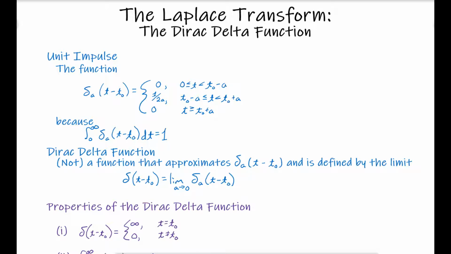So the function, or not a function, that approximates delta sub a of t minus t naught is defined by the limit as a approaches 0. So we're basically getting so close that it's a really instantaneous impact that we're looking at, and then nothing on either side of it. That's what the Dirac delta function is doing. So it's defined just as delta, with no subscript, of t minus t naught equals the limit as a approaches 0 of delta sub a, the unit impulse function, of t minus t naught.